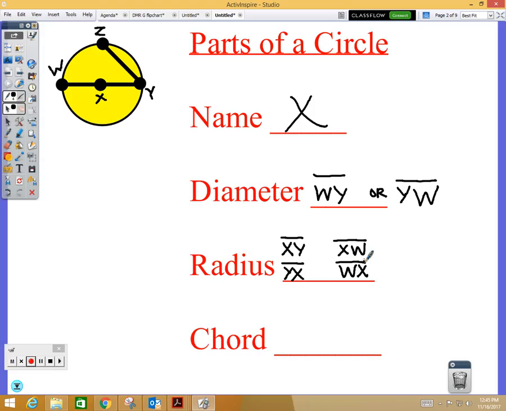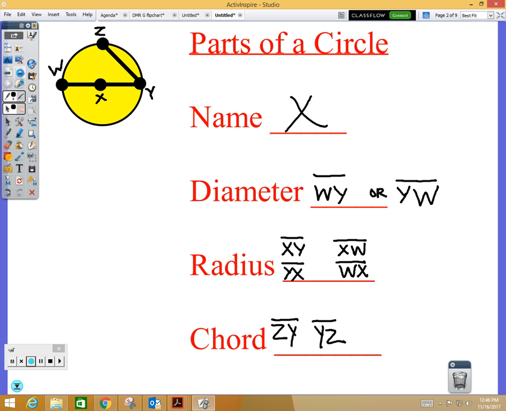Okay? And then a chord, what's the definition of a chord? What's the definition that we talked about yesterday, what a chord is? Keely. Okay, what is the definition of it, though? What makes the chord different than the diameter? Cash. Very good. A chord does not go through the center of a circle. So it goes from one side to another, but it does not go through the center. So we could name this ZY, or we could name it YZ. ZY or YZ means the same thing. All right, so again, those are the parts of the circle.